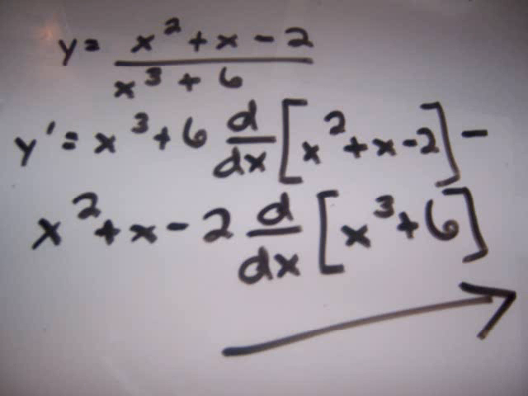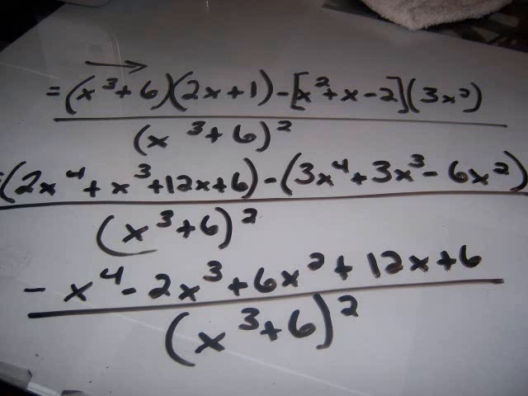In this example, we will be using the quotient rule, with the top function x squared plus x minus 2 and the bottom function x cubed plus 6. Therefore, y prime is equal to x cubed plus 6 times the derivative of x squared plus x minus 2, minus x squared plus x minus 2 times the derivative of x cubed plus 6.